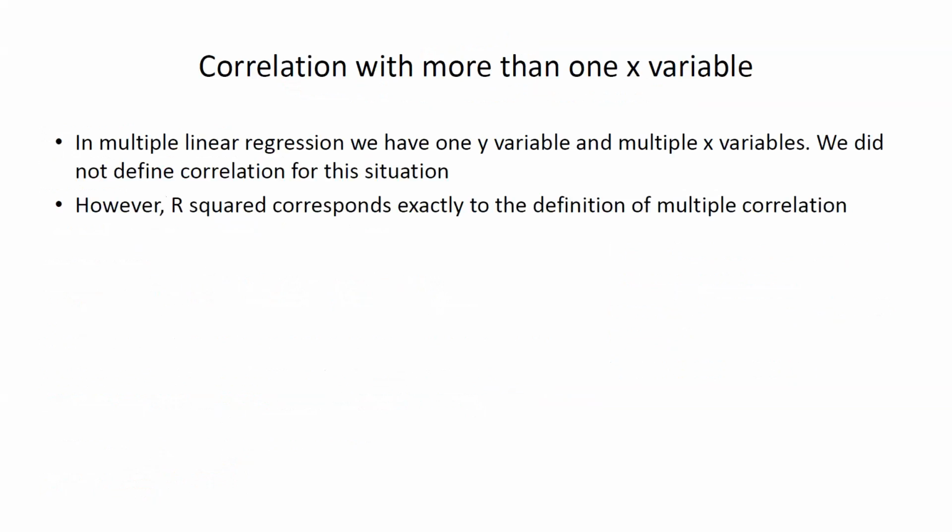In multiple linear regression, we have one y variable and multiple x variables. And we have not yet seen a definition of correlation in this situation where you have more than one x variable. But there is one such definition, and the R squared corresponds exactly to the definition of multiple correlation. It's just that you haven't seen that yet. All right, that concludes this segment.